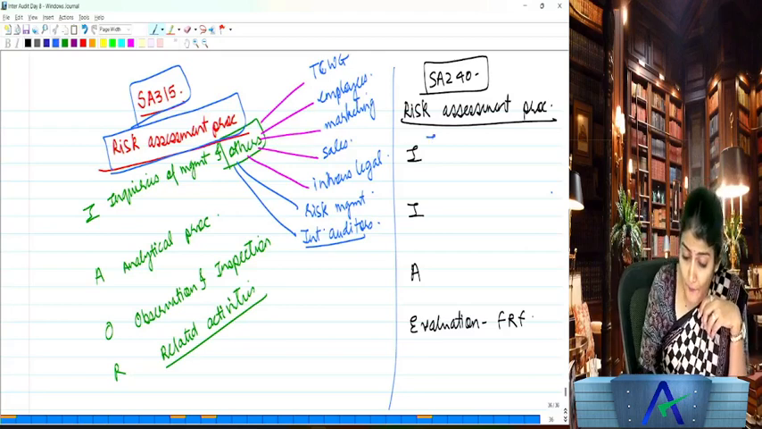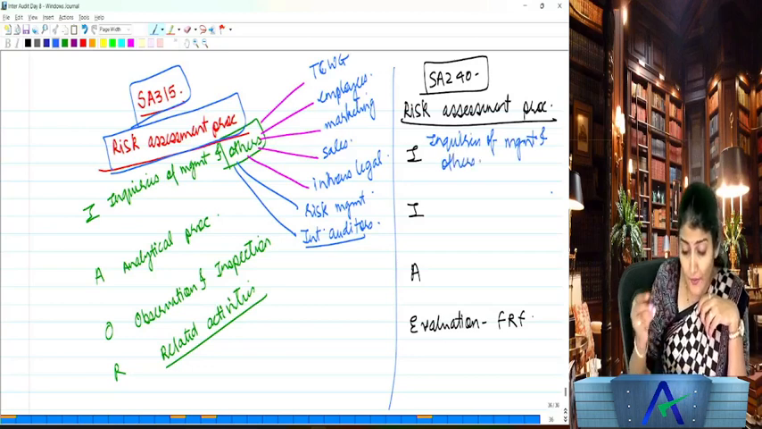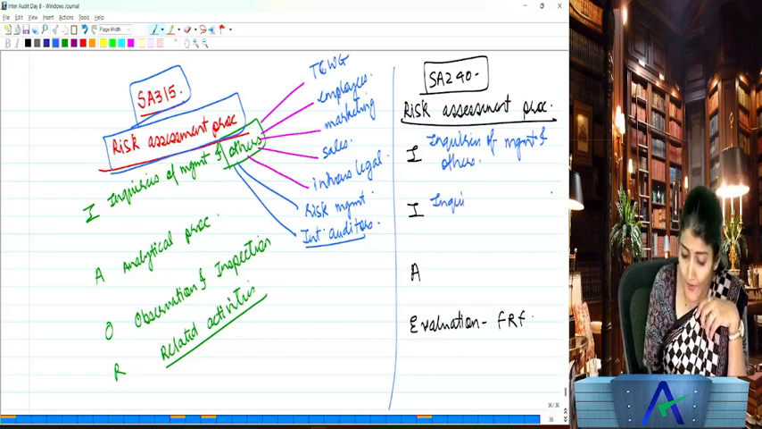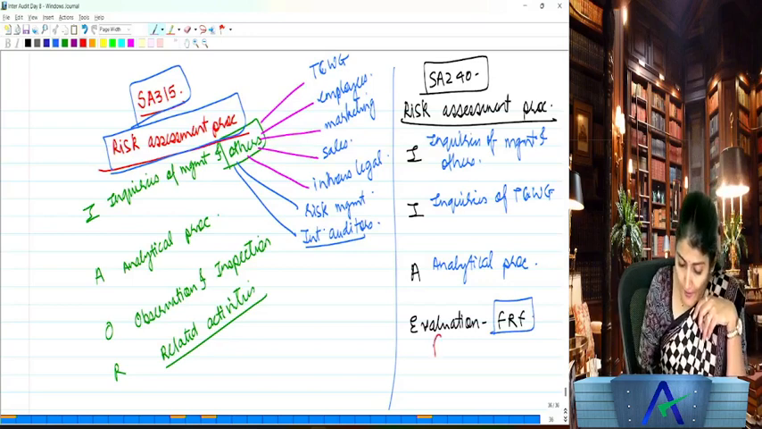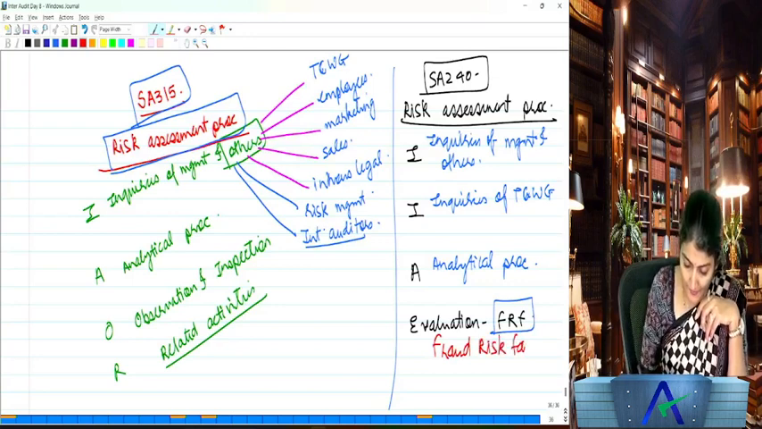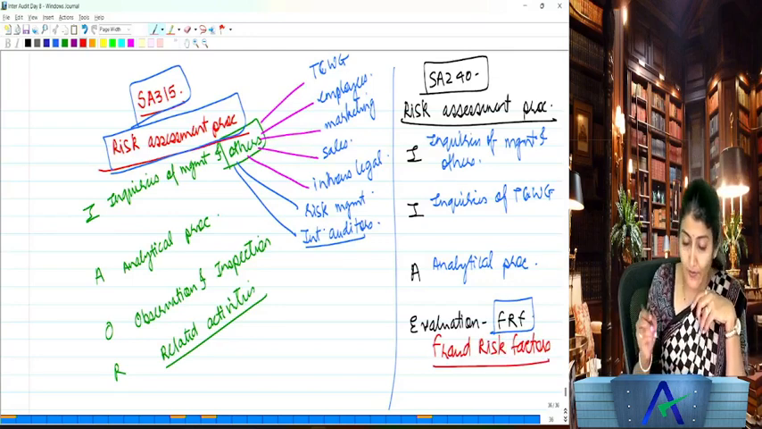I is the inquiries of the management and the others within the entity. Then we have your separate point for the inquiries of the TCWG. Then we have the analytical procedures, and then we have the evaluation of the FRF. What is FRF over here? It is a fraud risk factor.